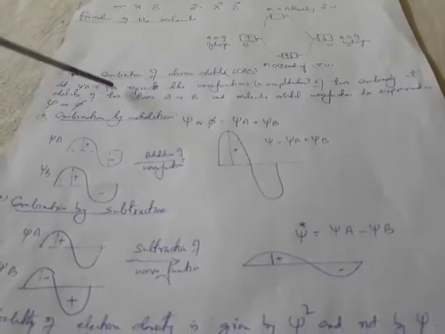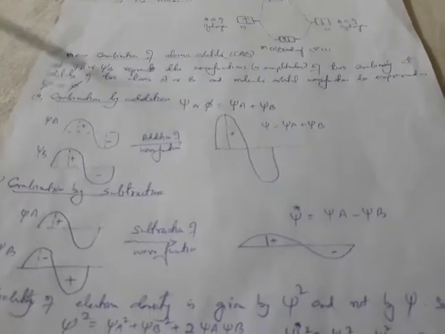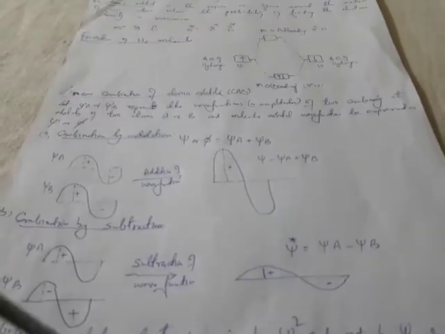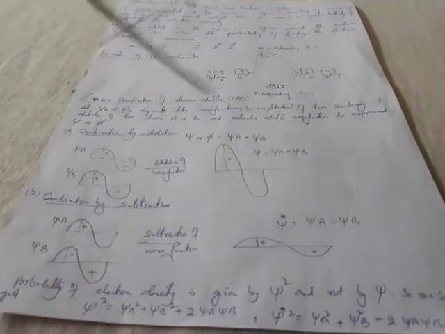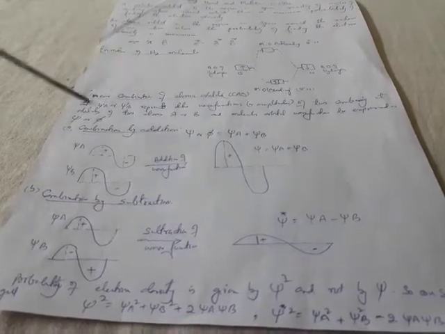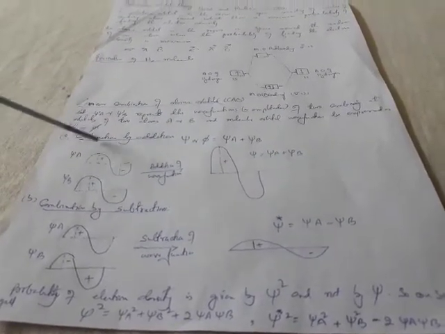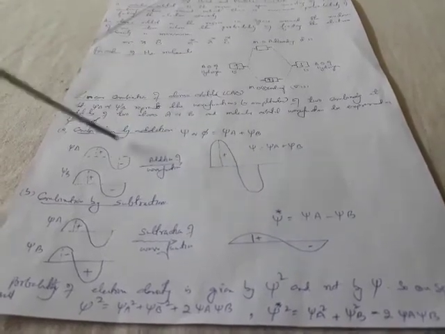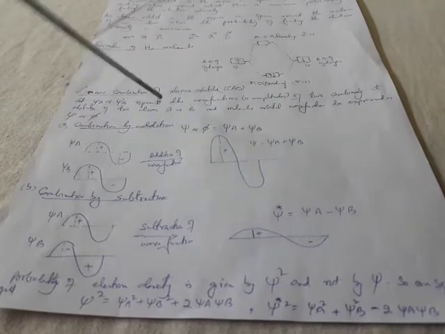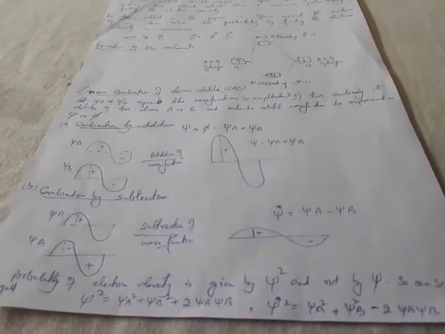We have psi A plus psi B, the amplitudes of the two atomic orbitals of the two atoms involved in bond formation, and the molecular orbital wave function is represented by psi or phi. Then there are two ways of overlapping of these wave functions of the two atomic orbitals.